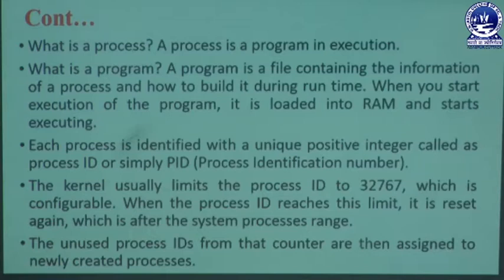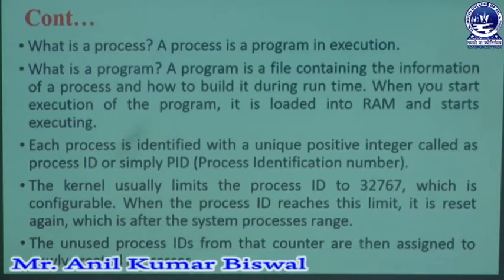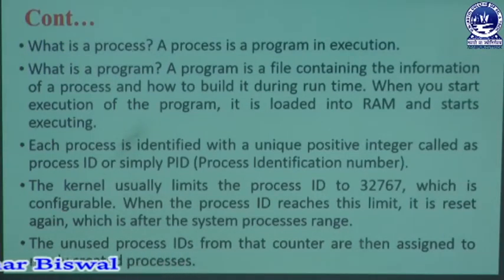By this configurable ID we can make different parts in our program. By using the process ID we can invoke more than one process in this system. When the process ID reaches this limit, it is reset again, after the system processes range. Whenever it crosses the process range, it automatically moves forward to the system, which may be the next or maybe the previous system.